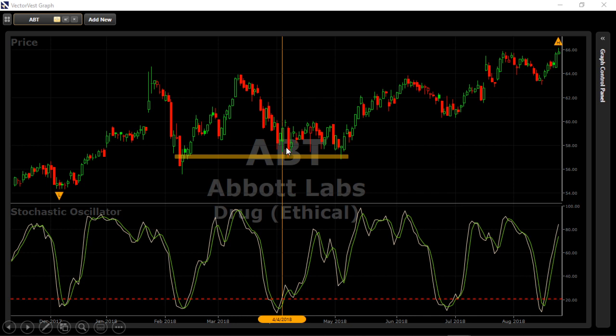Well, price didn't break down through the support level, did it? It stopped right at it. It retraced from it, and you're thinking, all right, I paid attention. I'm in the clear now. Stock's going to continue to move higher, but it doesn't.